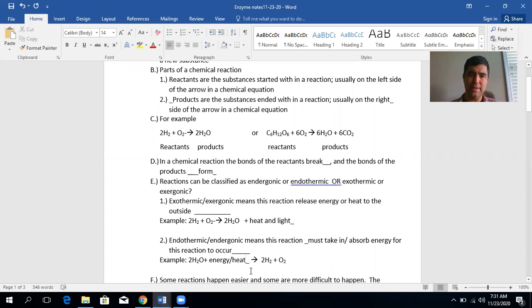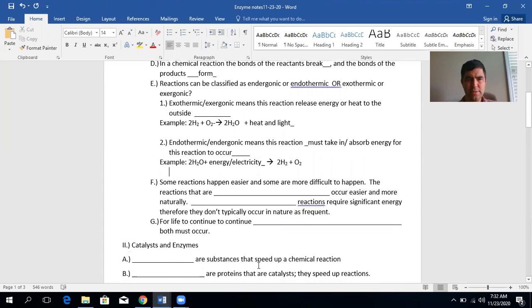All right, without that electricity, we're going to put electricity here. That reaction doesn't happen. Okay, and so in order for that to happen, energy has to be taken in. And what do we call that type of reaction? Endothermic, endergonic. Okay, so that's a reaction that has to be that here.